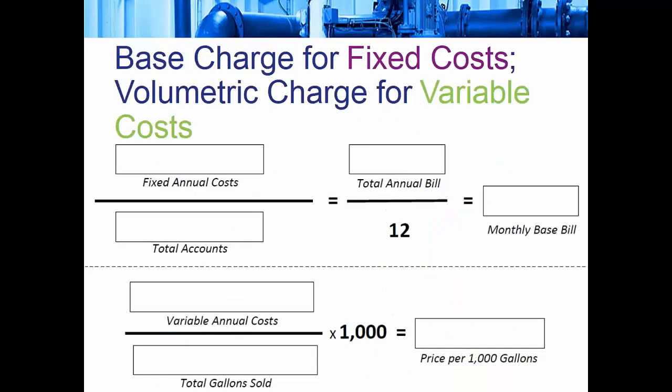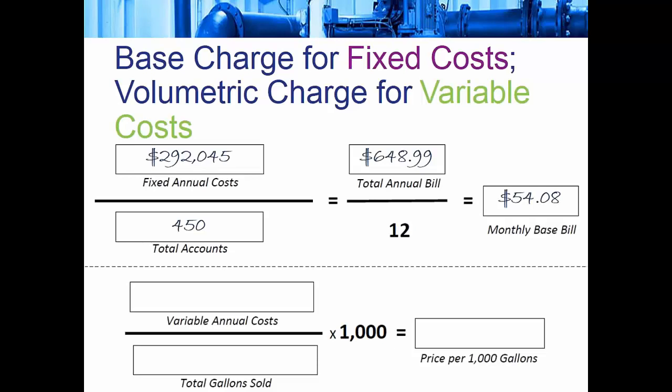All right, so how do we do that? The fixed annual cost, $292,045, we're going to divide by the total number of accounts, which is 450. And that's going to give us a total annual bill to cover those fixed costs of $648.99 per connection. Divide that by 12, and that gives us a base bill of $54.08 per month per account.